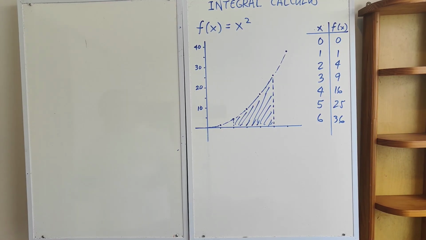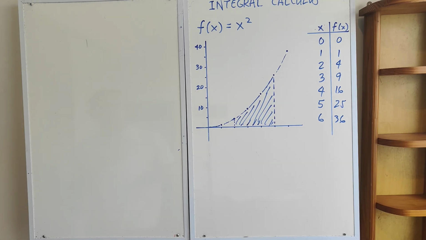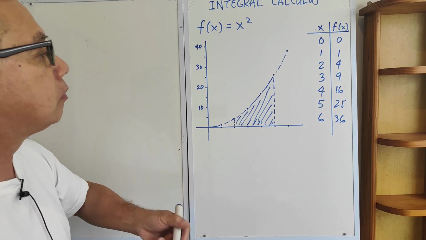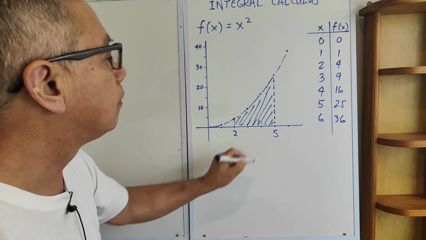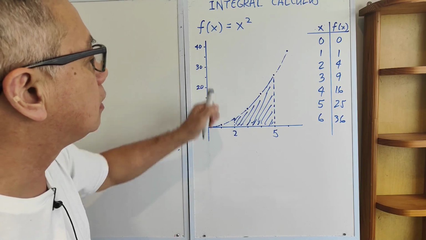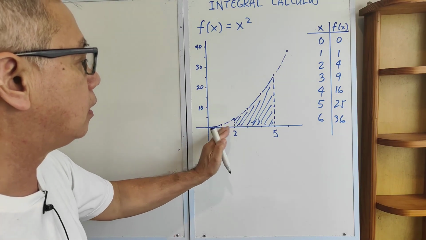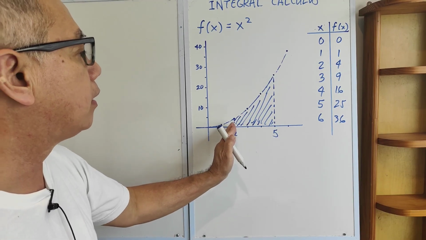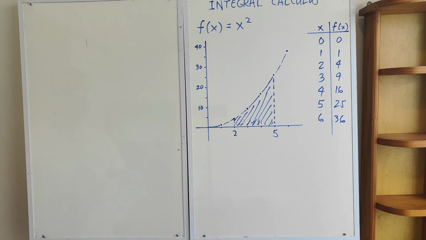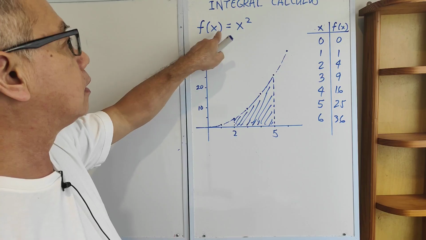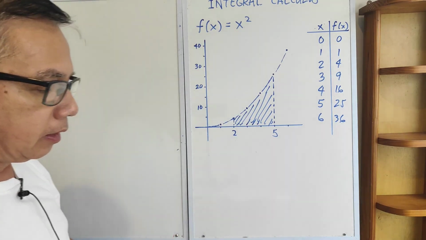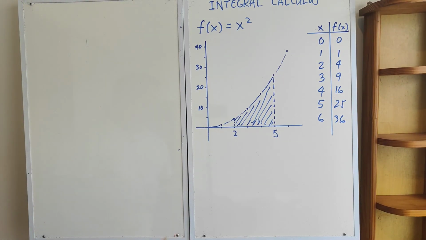Our last example is a curve. It's a parabola, and we are interested in finding the area from 2 to 5. So we're only interested in this area. From 0 to 2 is not included. So we would like to find the area from 2 to 5. The equation of this curve is f of x is equal to x squared.